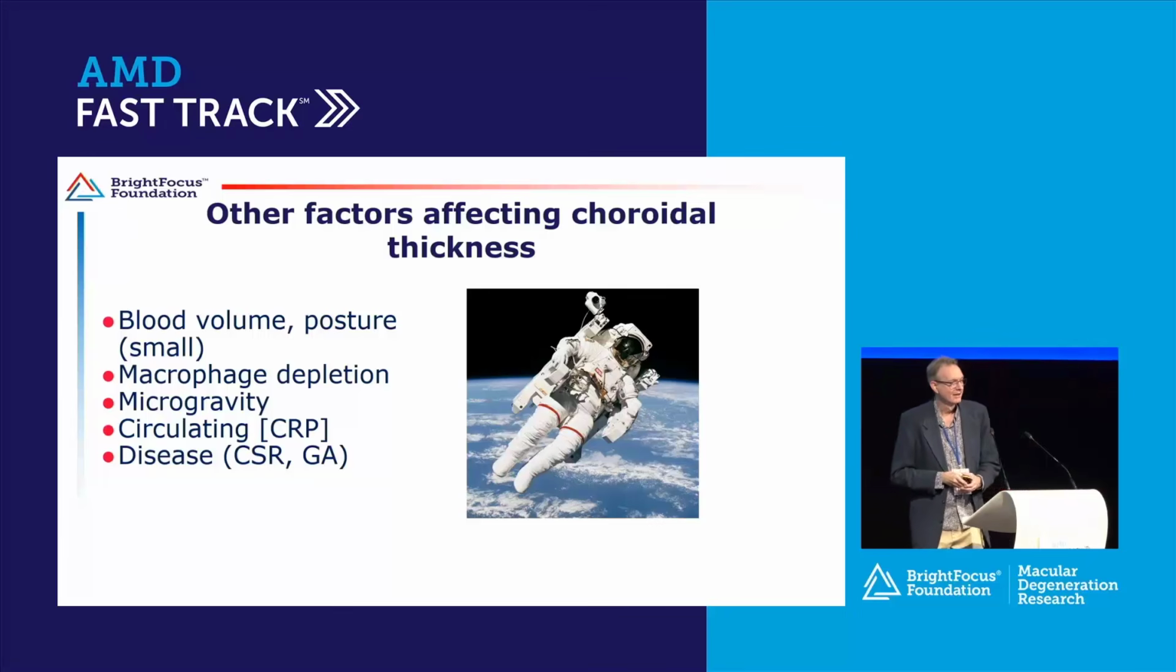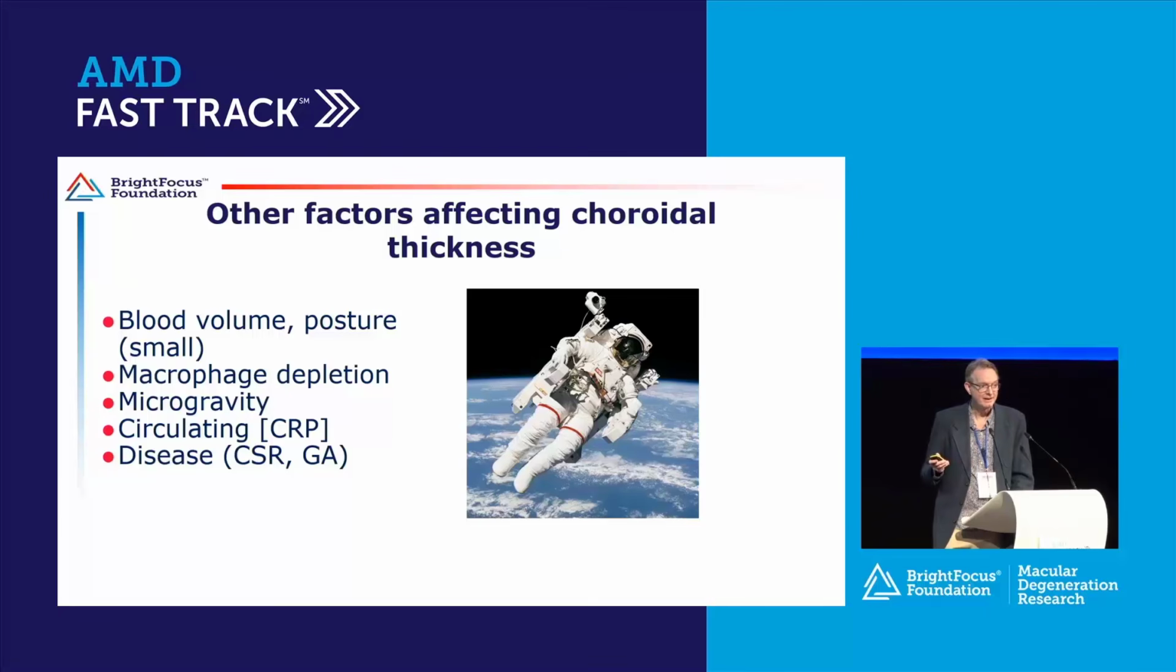Microgravity, astronauts coming back to Earth have a thicker choroid than they had when they left. And it takes weeks for it to resume. There are concepts for why that is. We're not really sure. A recent study showed that circulating concentration of C-reactive protein was related to choroidal thickness. So again, tying in some of the work we've heard earlier in terms of role of inflammation in macular degeneration.